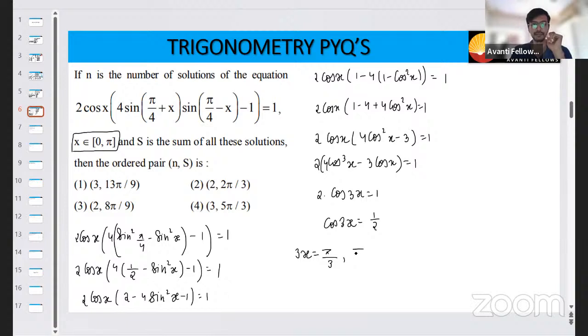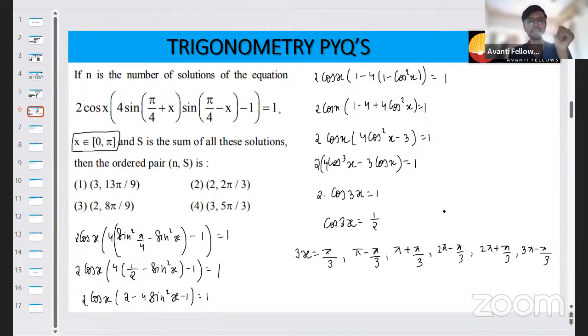pi minus pi by 3, pi plus pi by 3, 2 pi minus pi by 3, 2 pi plus pi by 3 and 3 pi minus pi by 3. I think these are all my answers, right?